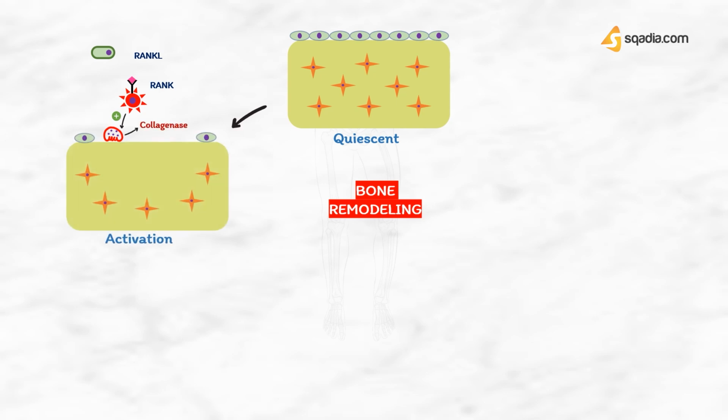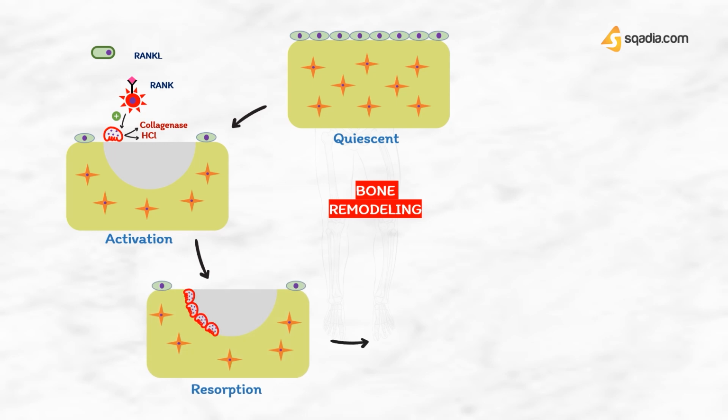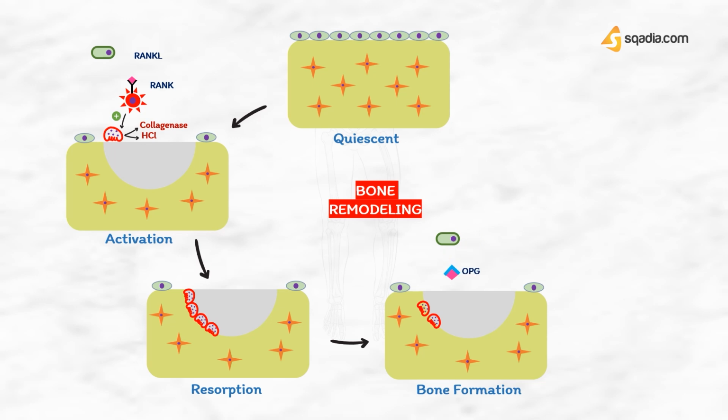Osteoclasts then release collagenase enzyme and HCl to demineralize the bone. As a result of this demineralization, calcium is released in the bloodstream and can lead to hypercalcemia. Activated osteoclasts resorb bone. After removal of old and worn-out cells, the next step is bone formation. Activity of osteoclasts is reduced when osteoblasts release OPG or osteoprotegerin, which binds with RANK L and stops bone resorption.